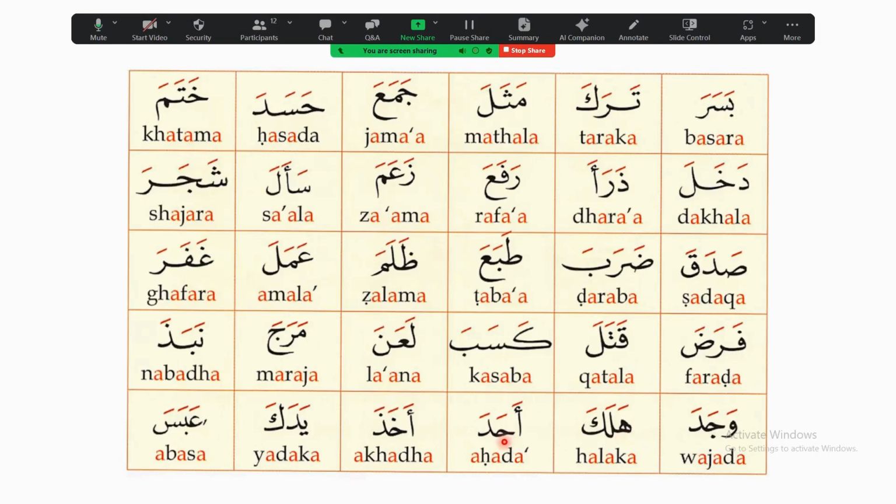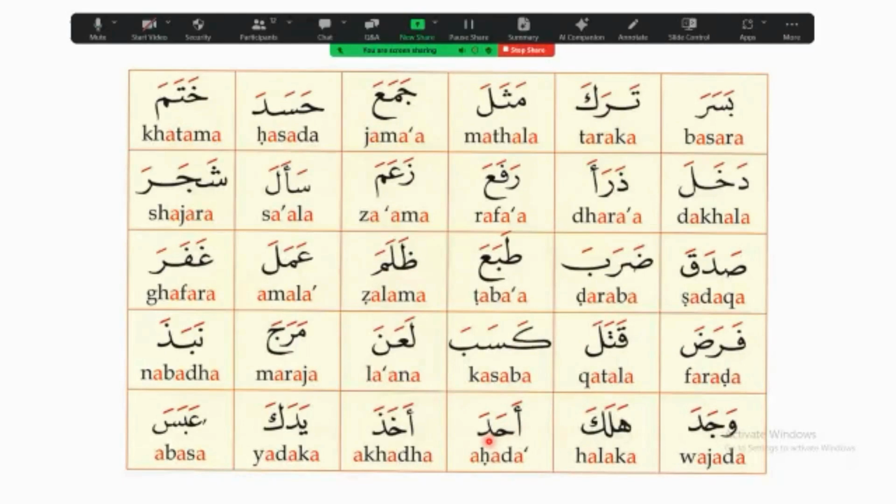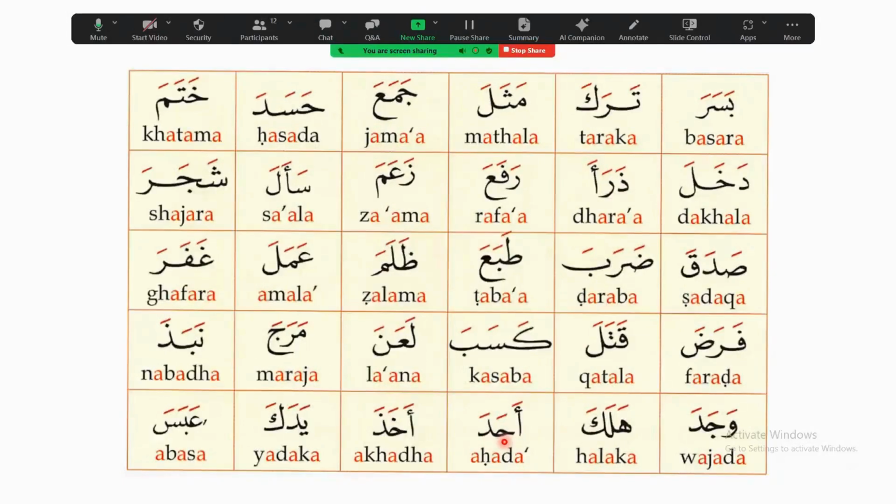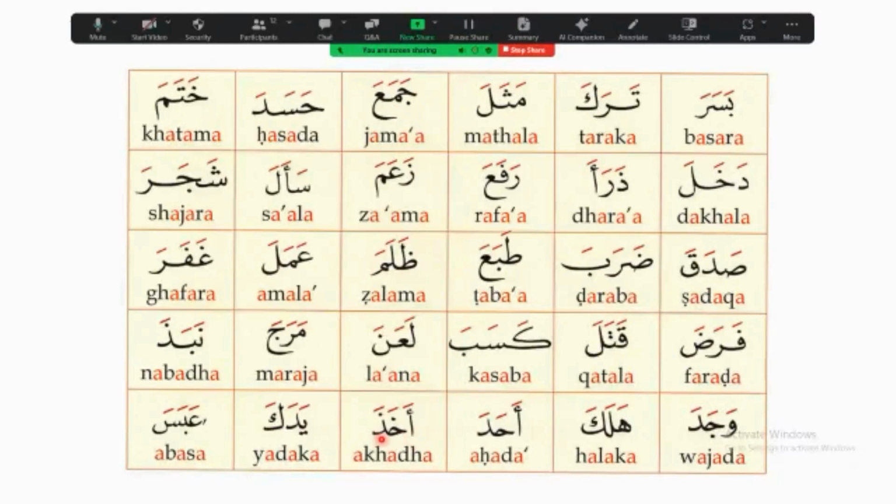So whenever this ha comes, when we say Alhamdulillah, this is the ha in hamdu, right? So we should be articulating this right. Ahada, ha, ha. First pushing the air out of your throat and then making the sound at the end. Ahada.